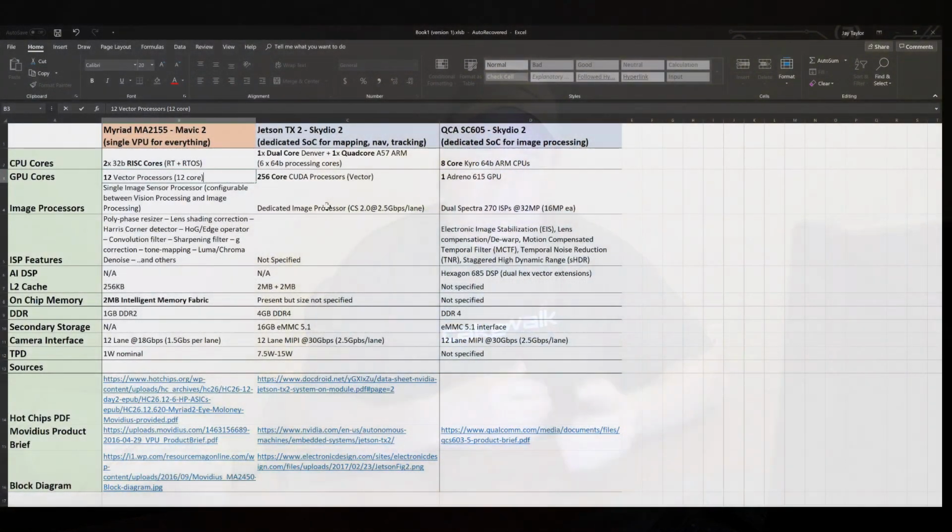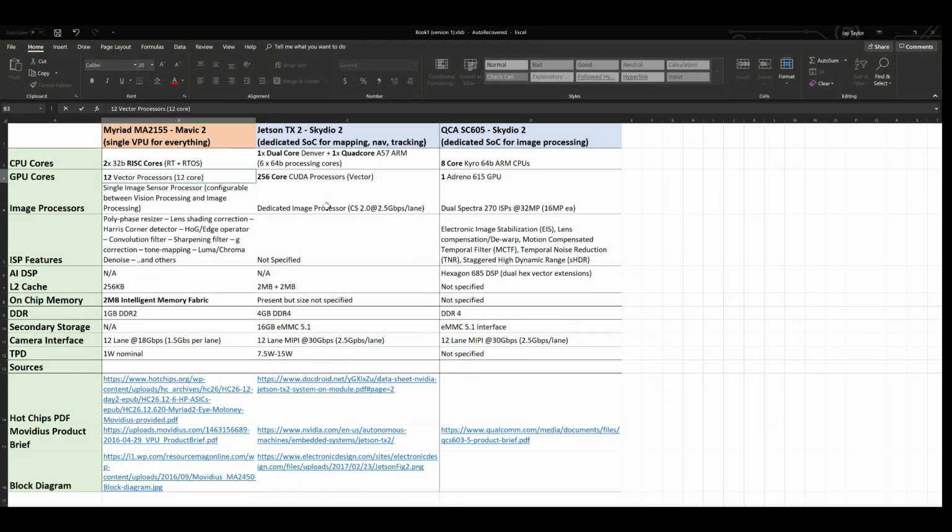And then when you go over to the right and you start looking at the Qualcomm, it's got dual ISP image sensor processors in there capable of up to 32 megapixels. So each ISP can handle 16 megapixels of data. Now it's not the same hardware acceleration blocks as the Myriad, but it's got a number of hardware acceleration blocks built into these ISPs, right? So for your electronic image stabilization, your lens compensation, dewarp, motion compensation, noise filtering, all of that kind of stuff is built into this thing, to process the images coming off the main camera.